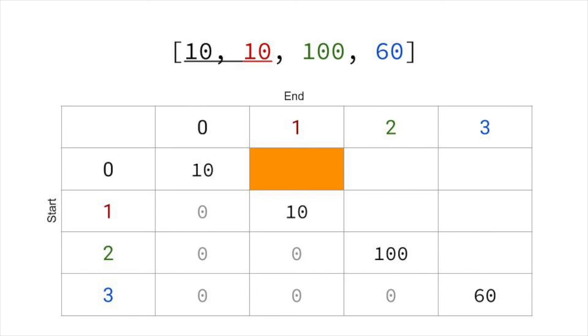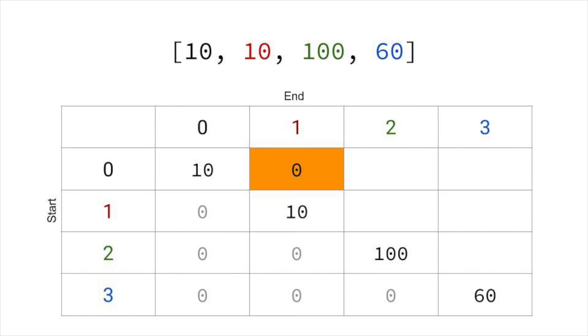For example, the first cell in orange here is the sublist start equals 0 and end equals 1. Either we take the start pot worth 10 and subtract the answer for start equals 1 end equals 1 and get 10 minus 10 equals 0, or we take the end pot worth 10 and get 10 minus 10 equals 0 the other way. That one's kind of boring.